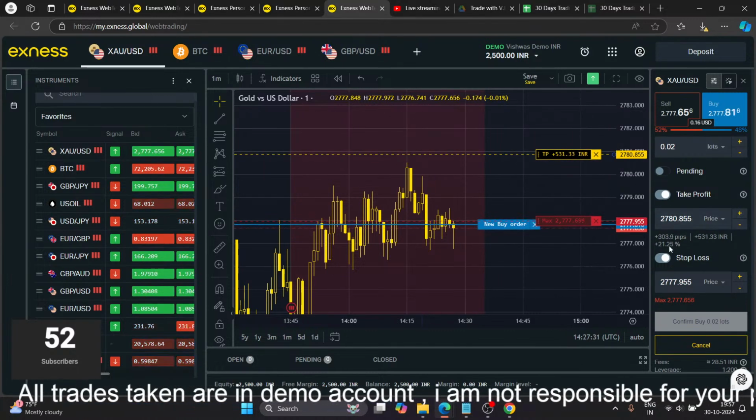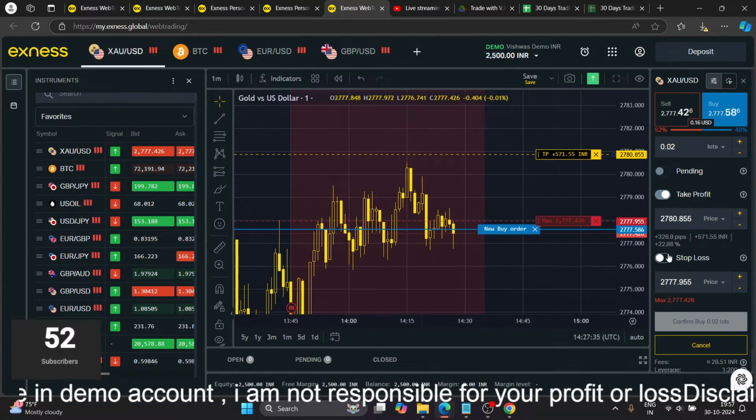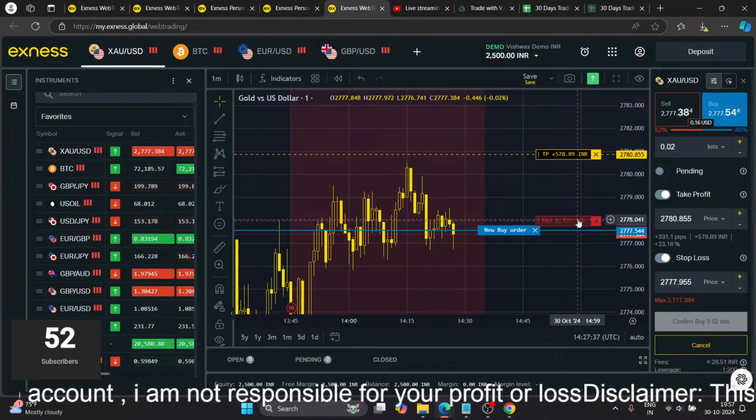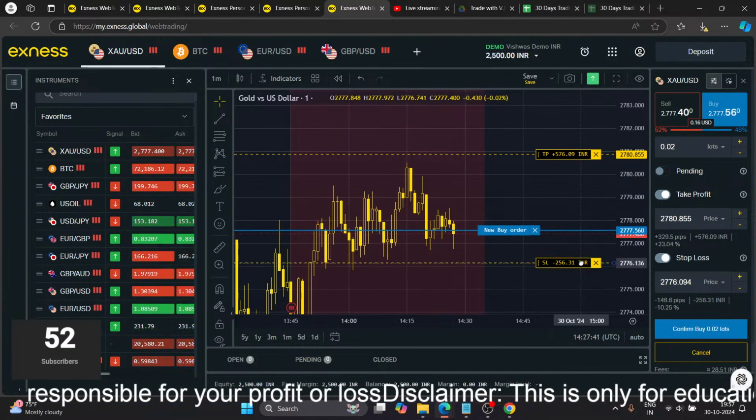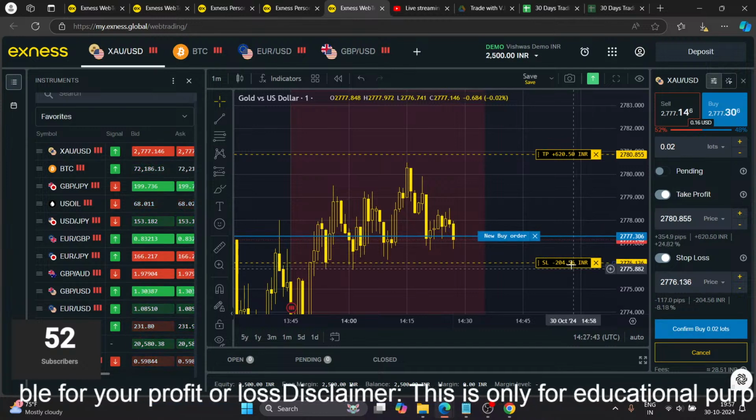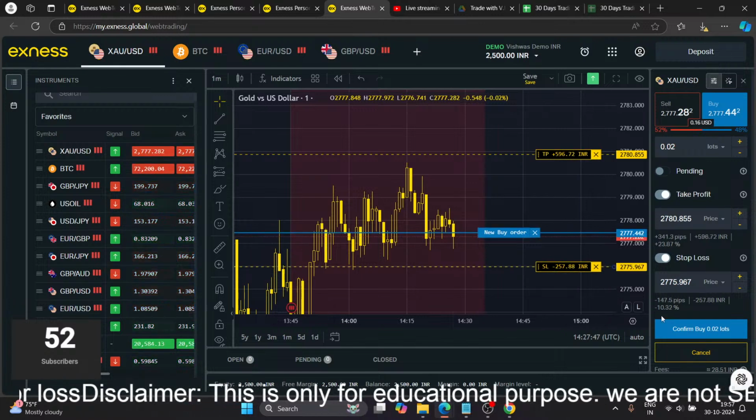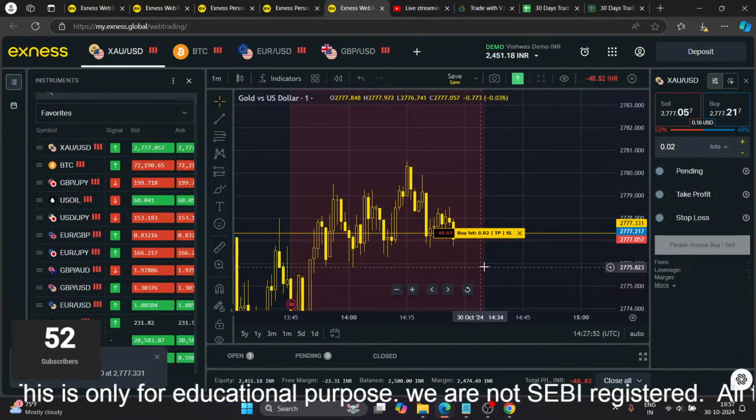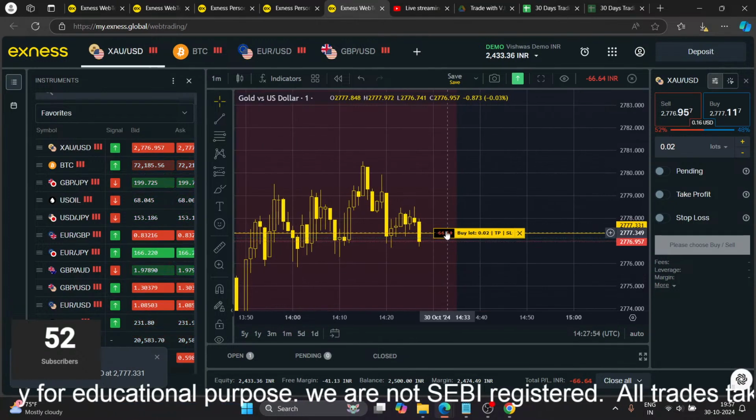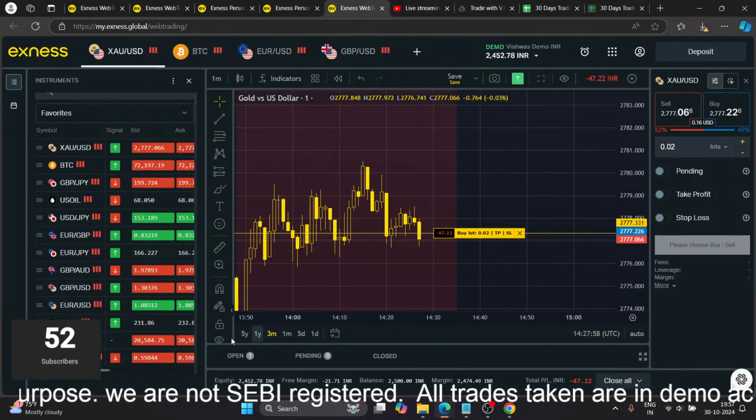When you click on stop loss, you'll get a button here. Just click and drag it down. Keep it somewhere around 250 rupees, and click on confirm buy. When you execute the order, if it comes back down, it will hit the 250 rupees stop loss and close the order.